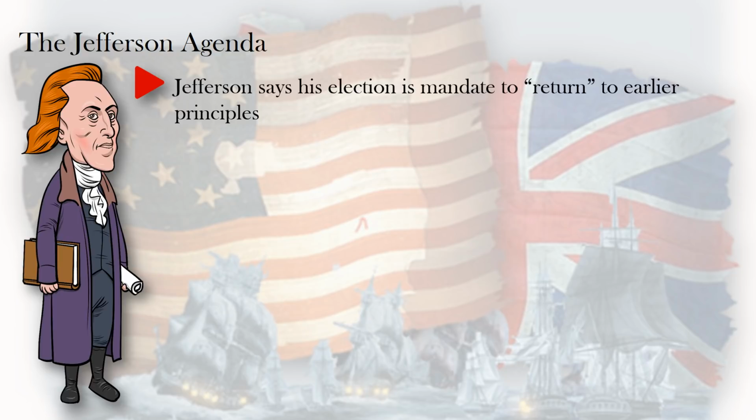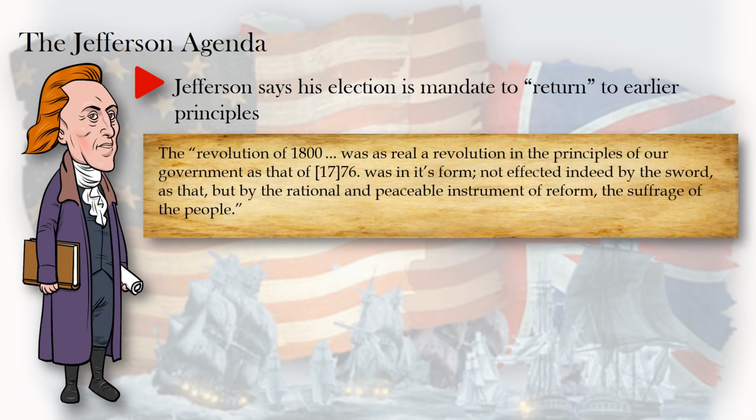Well, Jefferson says that his election, which he called the Revolution of 1800, was in fact a mandate to return to earlier Republican principles. You see, he says that the Federalist Party took the country too far to the right, and he wants to go more toward the Republican direction. He says the Revolution of 1800 was as real a revolution in the principles of our government as that of 1776 was in its form. Not affected indeed by the sword as that, but as the rational and peaceable instrument of reform, the suffrage, or that is the voting power of the people.